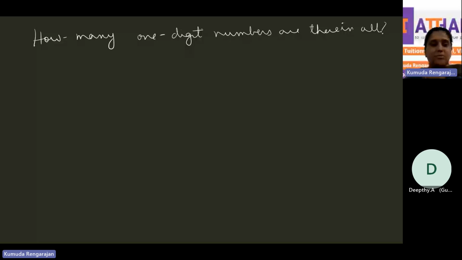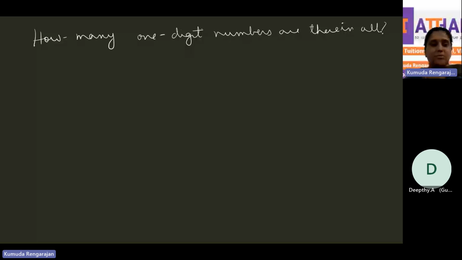So write the largest one-digit number and the smallest one-digit number, and find the difference. What is the difference? The difference is 9. Now for the required number, you should always add 1 to this. So the number of one-digit numbers is equal to whatever the difference is plus 1, always. Not plus 2, plus 3. That is equal to 10. So there are 10 one-digit numbers.